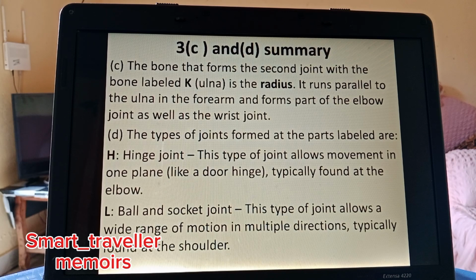The types of joints formed at the parts labeled are: H, hinge joint. This type of joint allows movement in one plane, like a door hinge, typically found at the elbow. L, ball and socket joint. This type of joint allows a wide range of motion in multiple directions, typically found at the shoulder.